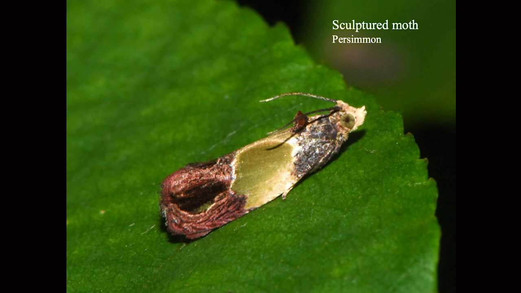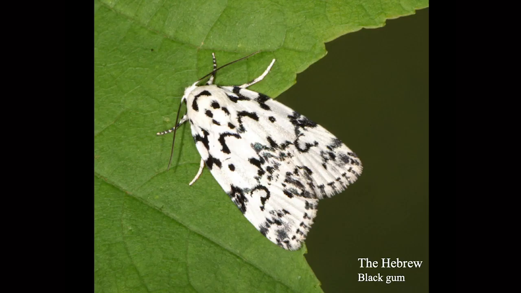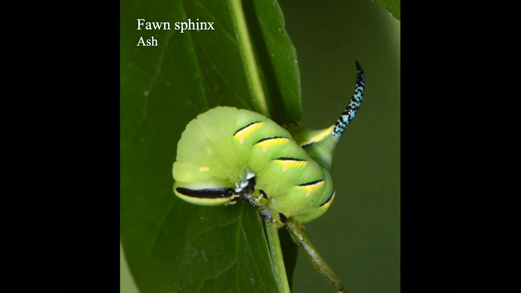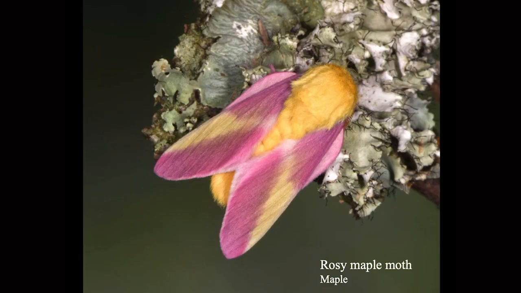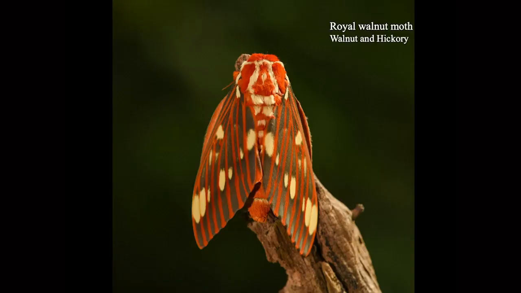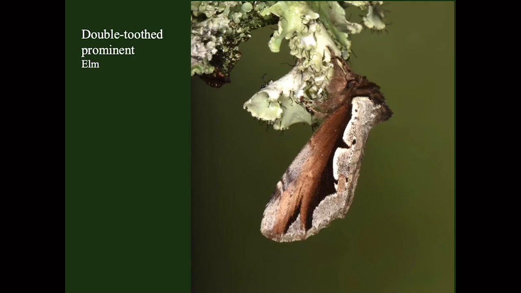Sculptured moth on persimmon, the Hebrew on black gum, the fawn sphinx is one of 95 species of insects that will disappear if we lose our ashes. Beautiful sphinx moth. Maples are productive. Rosy maple moth. My favorite large moth is the royal walnut moth on walnut and hickory. Elm, really productive plant, double tooth prominent on that.